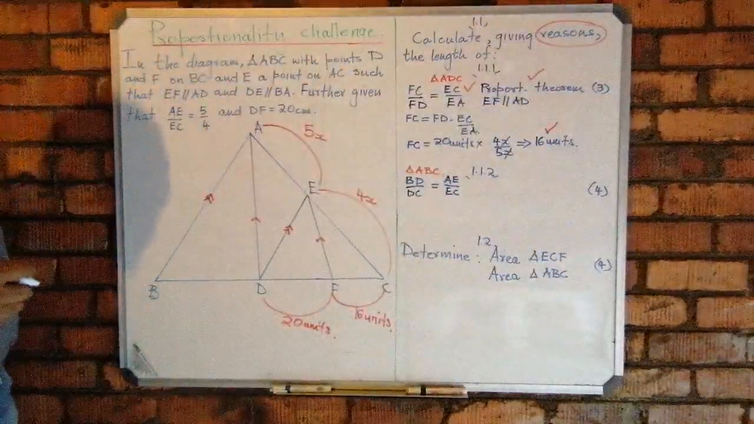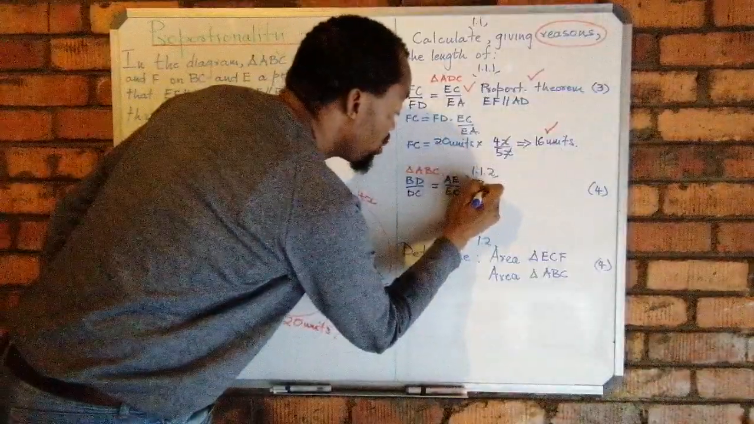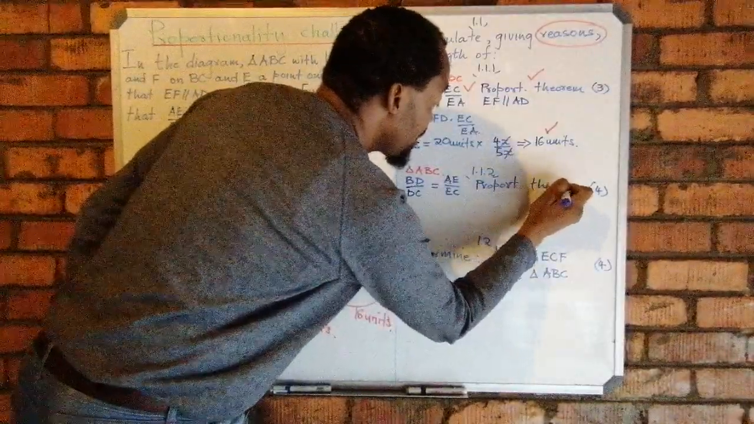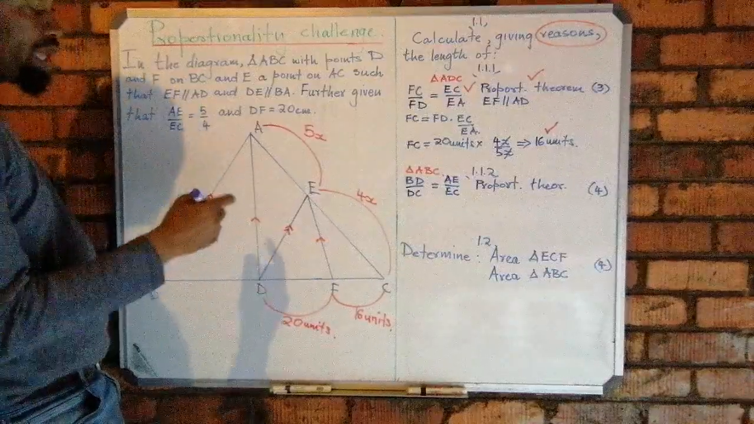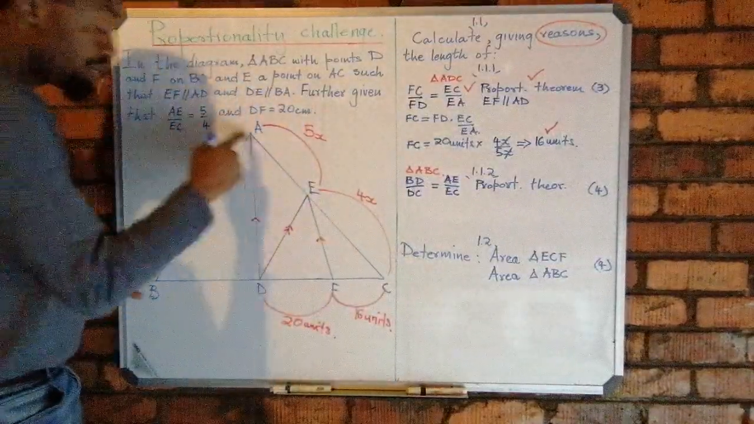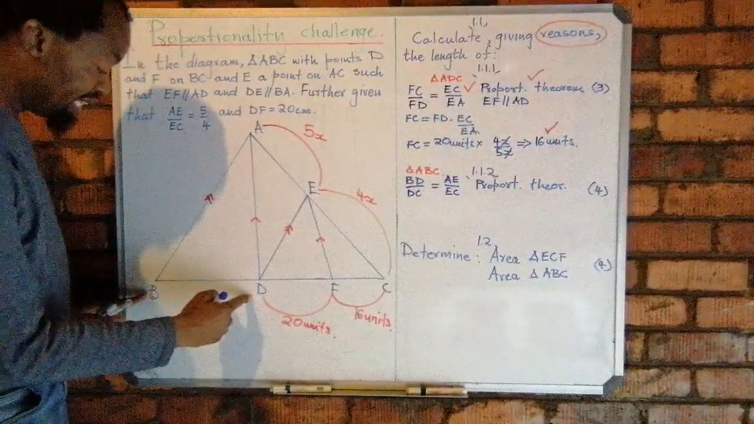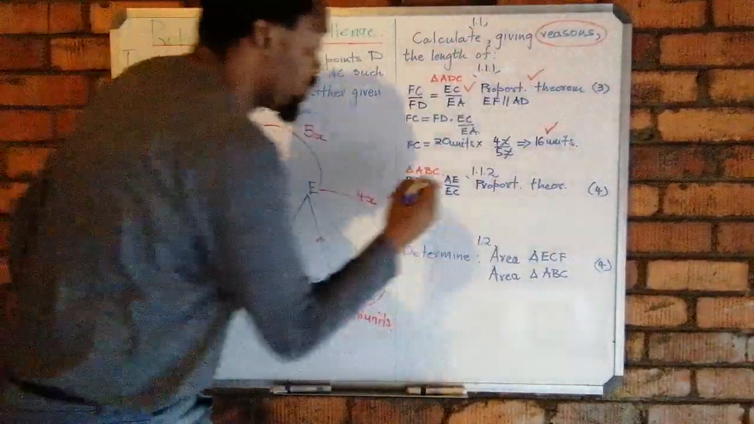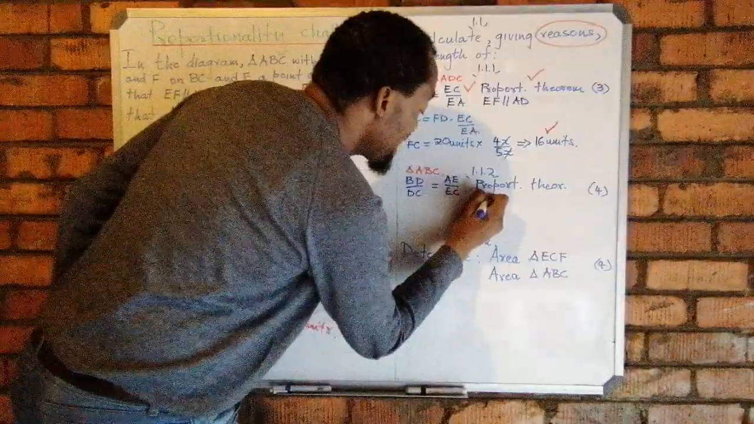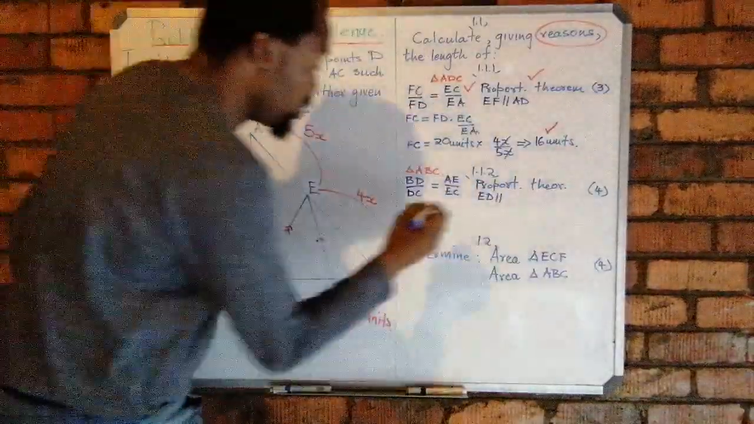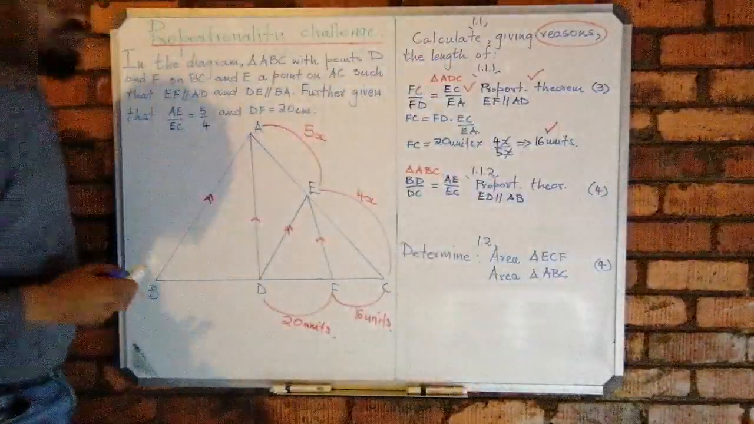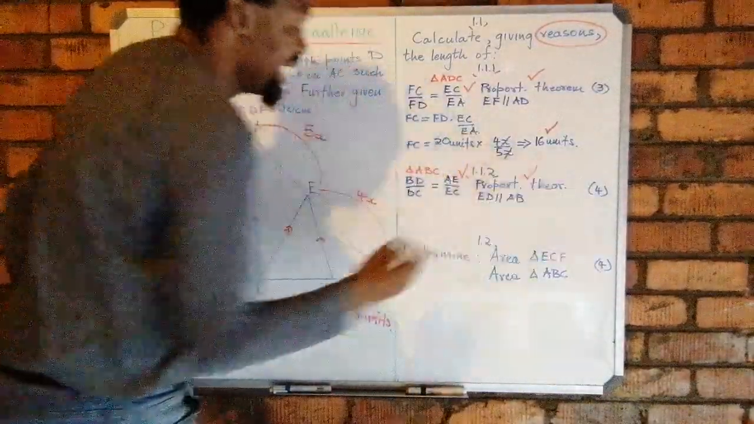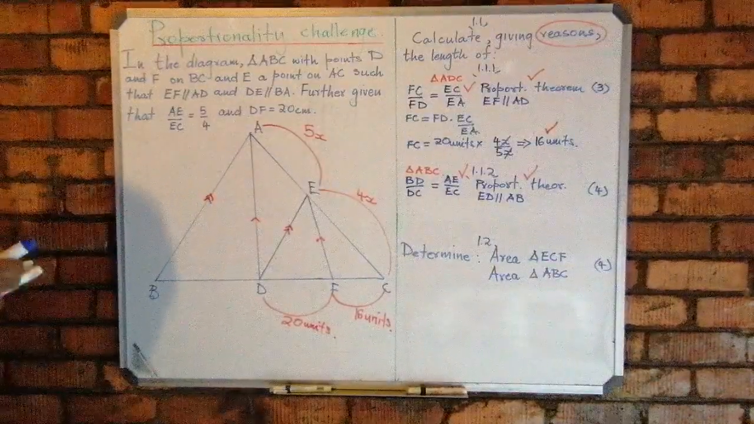Remember the reason. My reason again is going to be proportionality theorem. Where now in this one, you look at the side which I'm looking for, it is BD. There's that line drawn parallel to that. That is why I'm going to say proportionality theorem, where ED is parallel to AB. Beautiful. This one was 4 marks. That means that Father Christmas is so early in June, getting 4 marks for that.